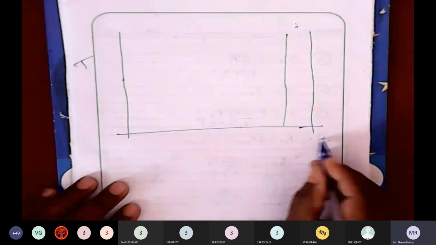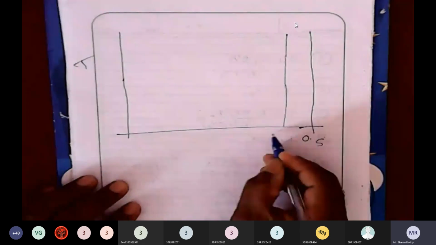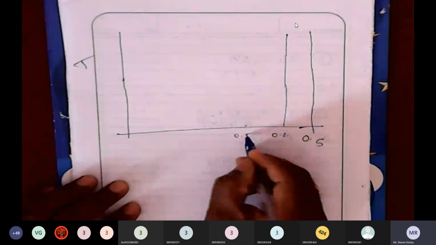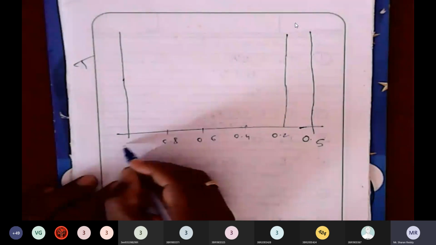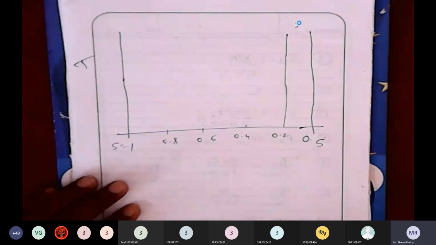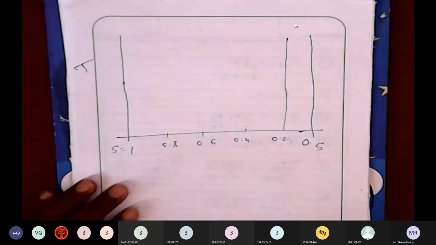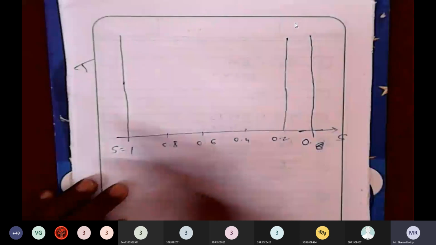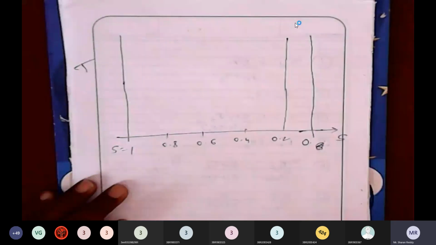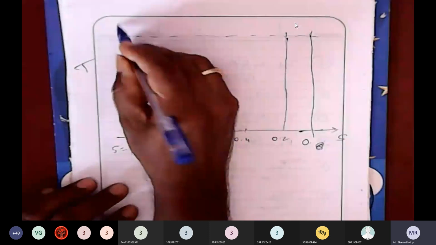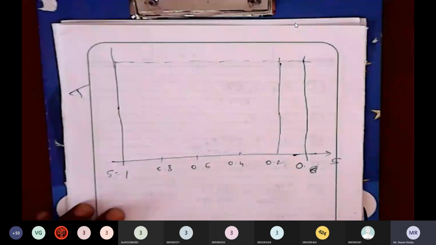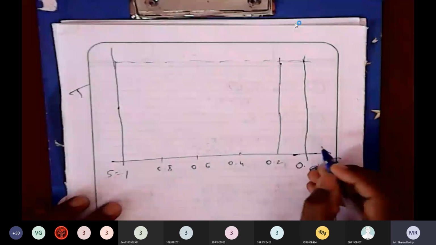Slip starts from 0 and goes 0.2, 0.4, 0.6, 0.8. The maximum value of slip is 1, that is 100%, and the minimum starts from 0 only. This is the torque slip characteristic plot. And this is what you call the maximum possible region at the top of it.